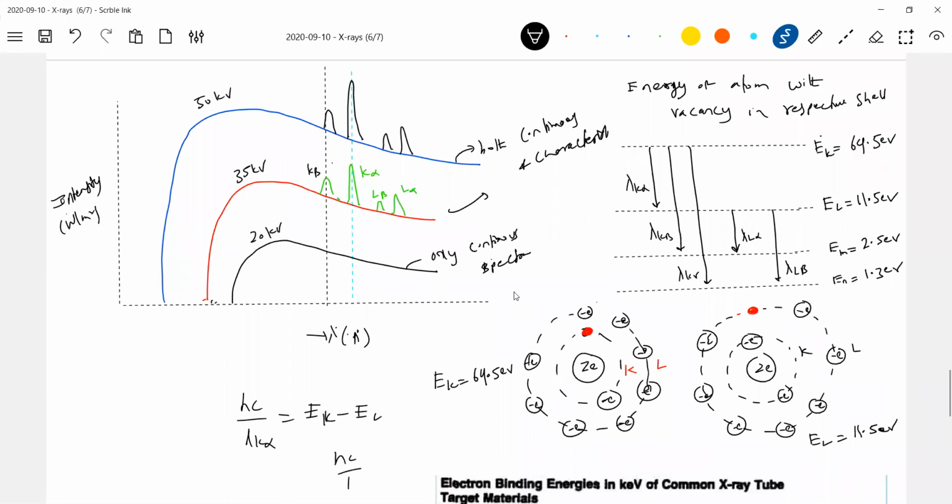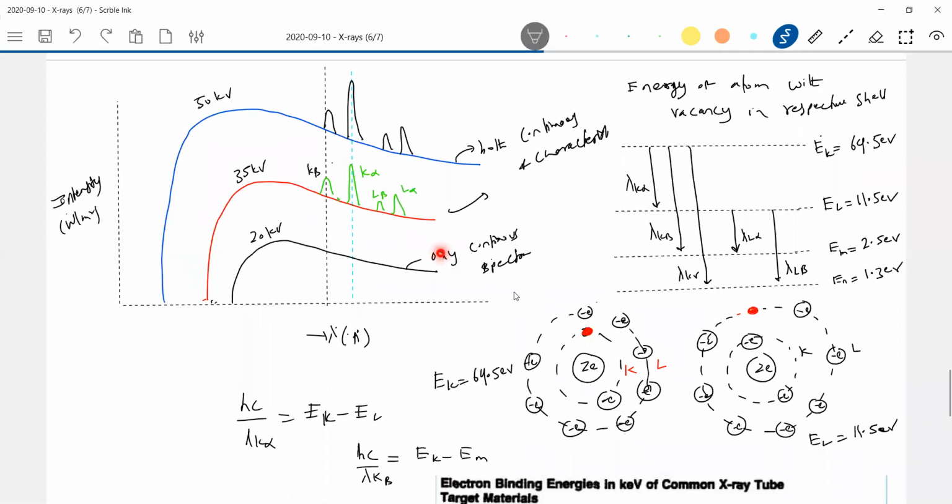Similarly, I want hc by lambda K beta. Then how to bring this? K beta should be equal to EK minus EM. Even if they give information, you can take help of this. This will be much easier. And the maximum information will be like this only. Got the idea, no?